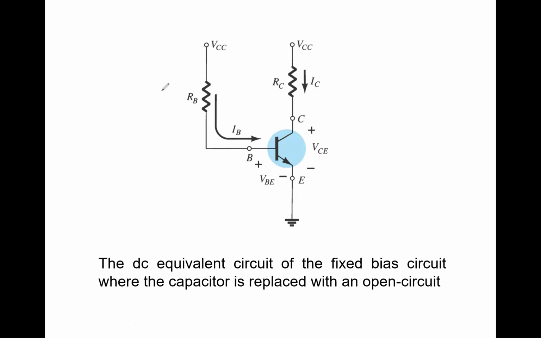The power supply VCC is applied both on the input side and also the output side. And here we are going to identify the current components on the input and output side. IB is the input current and IC is the output current. And the voltage between base and emitter is VBE. The voltage between collector and emitter is VCE. Then I would like to apply the Kirchhoff voltage law for the input loop.